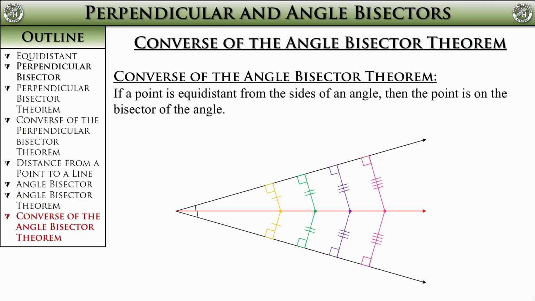Just like the perpendicular bisector theorem, the converse of the angle bisector theorem also works. With the converse, you just start off with the fact that the point is equidistant from the sides, and the only way that is possible is if that point is on the angle bisector. That should make sense. If the point is equidistant from the sides, then it is right in the middle. That's where the angle bisector is, right in the middle.